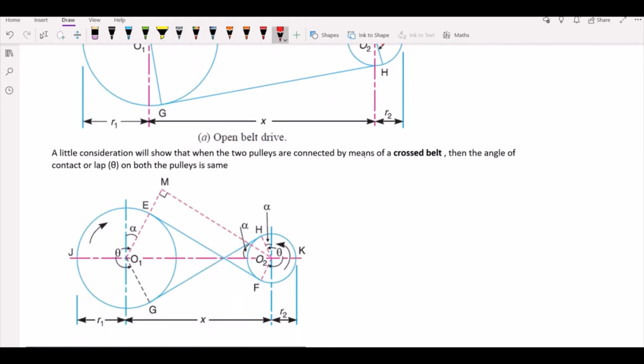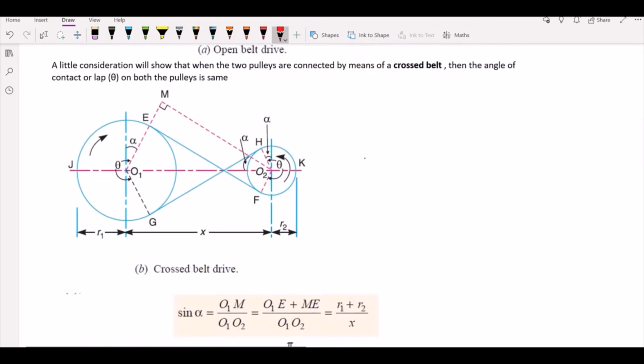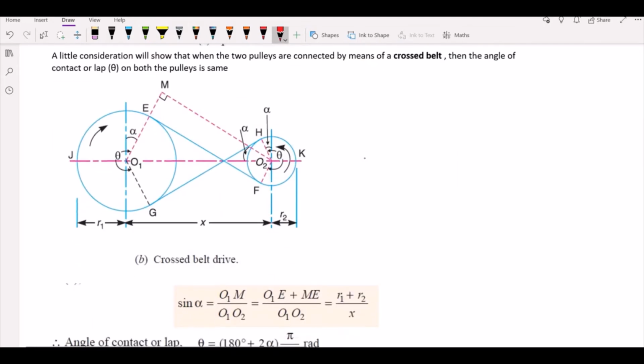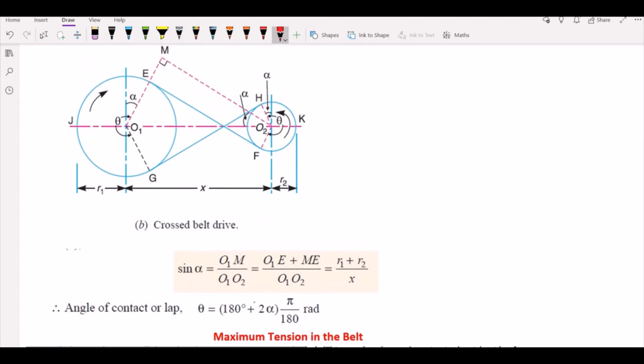Next, this is for your open belt. Then if I go with similar lines for the cross belt, everything will be the same. Only the difference will be in a sign. Previously I had taken minus, this will be plus for the angle of contact theta. This is based on the triangle which I am going to consider, the sine alpha, O1M. This will be plus, that will be minus. That is the only difference: (R1 plus R2) by x. The previous one was for the open belt. This is for your cross belt.